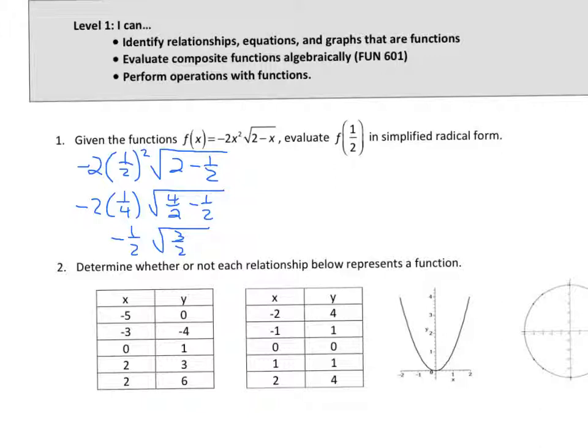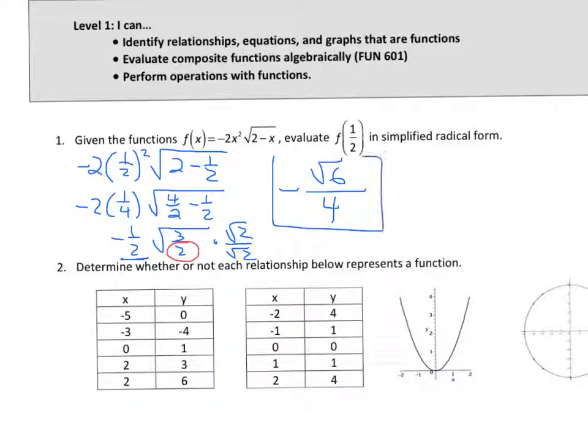Now we're almost done, but we're not allowed to leave a radical in a denominator, so we need to rationalize our denominator. And we do that by multiplying this number by radical 2 over radical 2. And on the top, we can multiply the radical parts together, so we get radical 6 on the top. And on the bottom, radical 2 times radical 2 is 2, which also has to be multiplied by the 2 in front, and we get 4. And then this was negative because of our negative sign out front. And there you go.